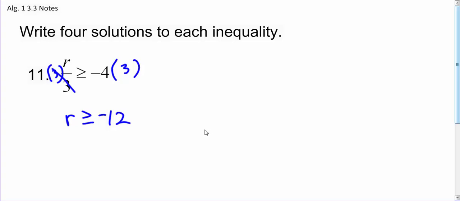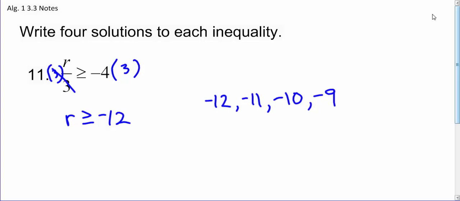Alright, now that's normally where we stop. That's the solution to the inequality. Any value that would satisfy it would be in this. However, this says to actually write 4 solutions. So we're going to write 4 solutions. r is greater than or equal to negative 12. So I'm going to start with negative 12. Why not? You could do numbers that are more than negative 12, like you could do negative 11. I'm just going to do consecutive integers here, negative 10, negative 9, and you could keep going if you wanted. It says 4 though, so I'm going to stop.